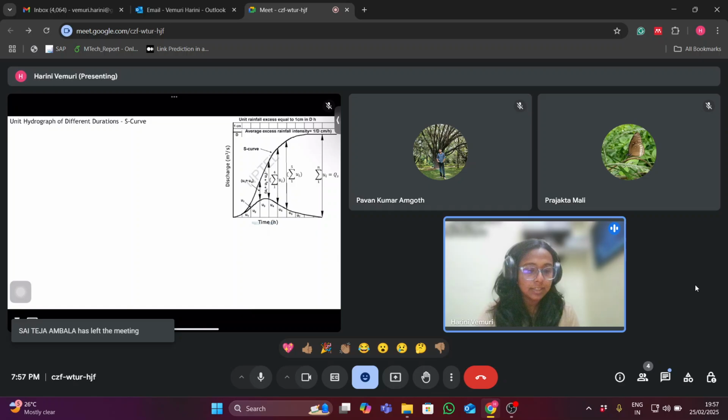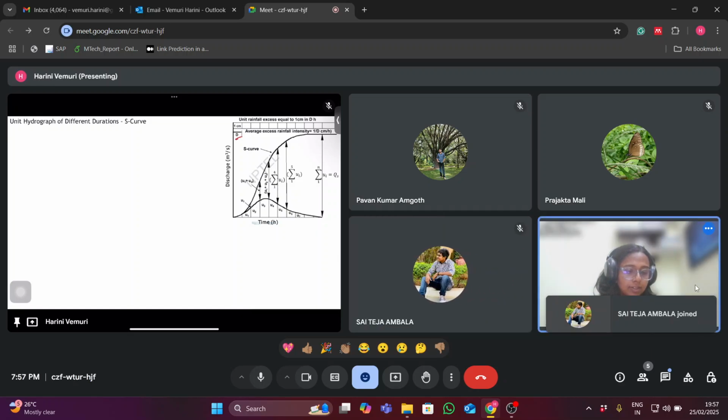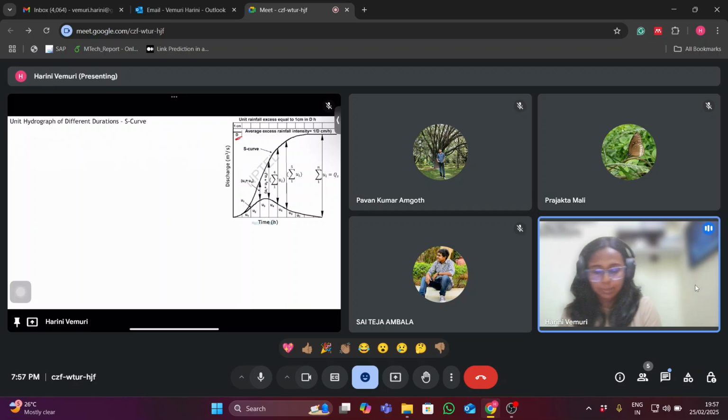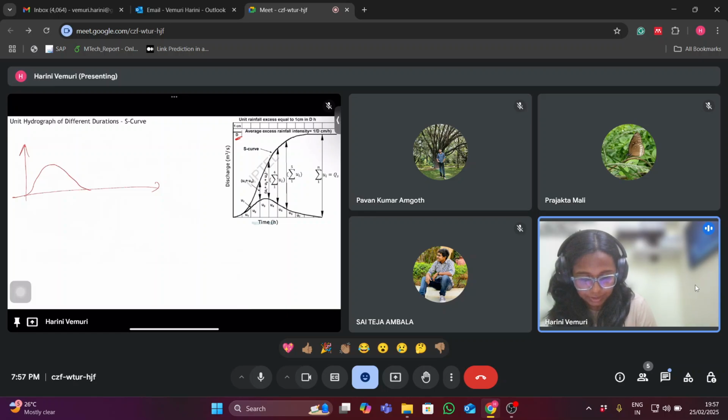So in the case of S-curve, what we are trying to do is, if we have a unit hydrograph for d hour duration, first we'll plot that and we will do an infinite addition by lagging the unit hydrograph by d hour. So suppose this is our unit hydrograph for d hour. We will lag it by d hour. Then we will plot one more hydrograph. Again we'll lag by d hour. One more hydrograph. Like this we will lag infinite times.